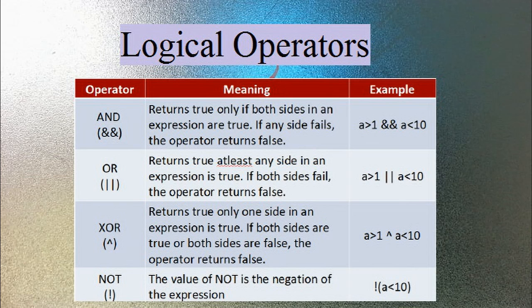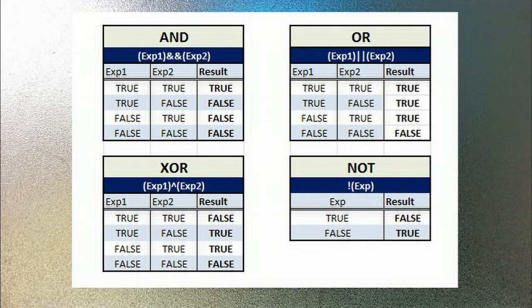XOR operator. It returns true only if one side in an expression is true. If both sides are true or both sides are false, the operator returns false. NOT operator. The value of NOT is the negation of the expression. This picture shows a brief of the logical operators.